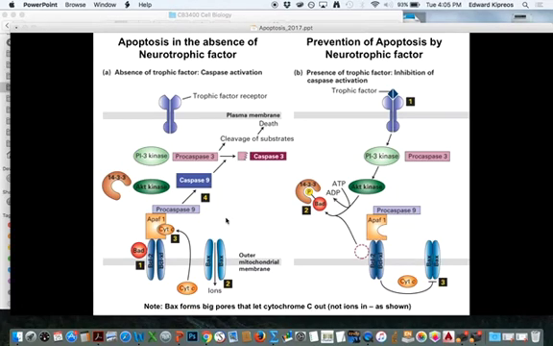Now what happens if there's no neurotrophic factor? Well, PI3 kinase does not get activated. AKT does not get activated. BAD does not become inactivated by this phosphorylation.